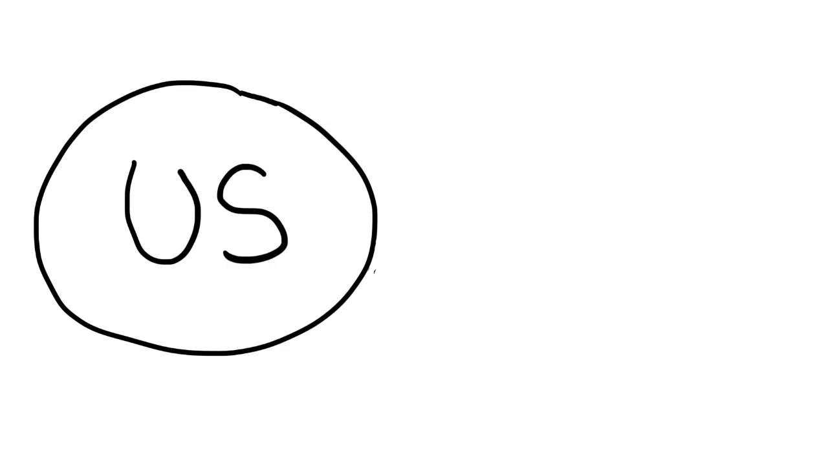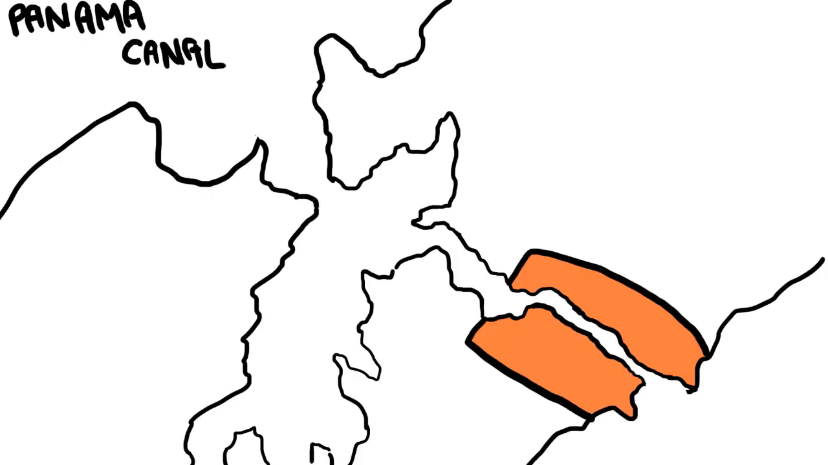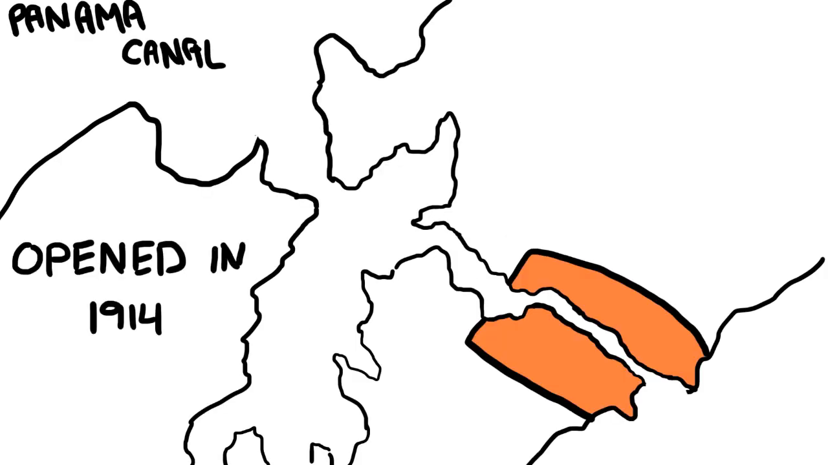For the next decade, American engineers contended with floods and withering heat to build a massive waterway. However, their greatest challenge was the disease-carrying insects that infested the area. The United States began a campaign to destroy the mosquitoes that carried yellow fever and malaria, and the rats that carried bubonic plague. The effort to control these diseases was eventually successful. Even so, thousands of workers died during construction of the canal. The Panama Canal finally opened in 1914.